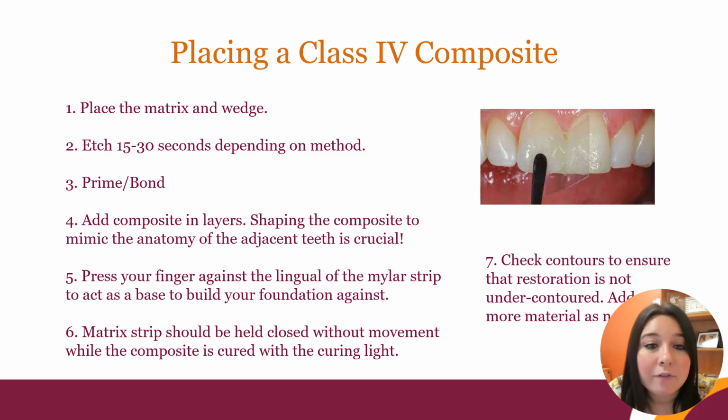Next, we're going to etch for 15 to 30 seconds, depending on what method you're using to etch. We're going to rinse and dry that etch off, and then prime and bond. If you're using a universal bonding system, steps 2 and 3 could be combined together. Next, we're going to add our composite in layers.